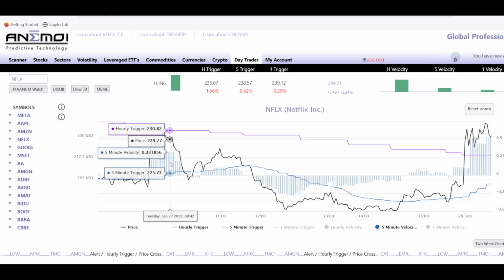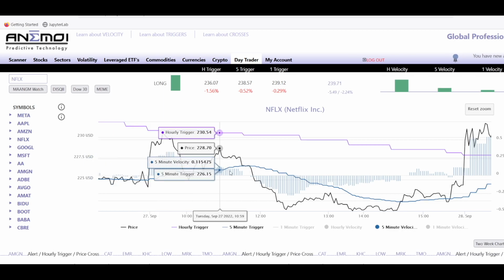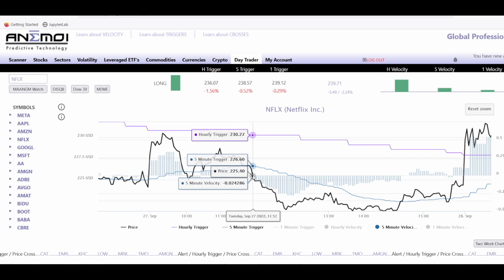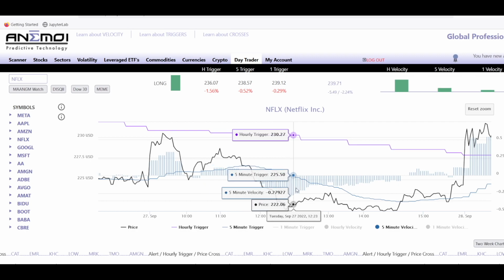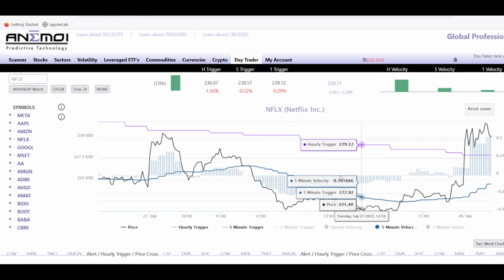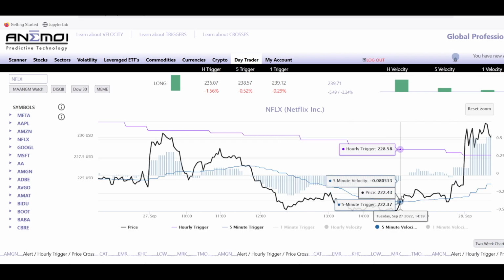So, we had good, strong 5 minute velocity here, so the 5 minute trigger provided a bounce. But over here, the 5 minute velocity was much weaker, and price fell through the 5 minute trigger. Over here, we had strong 5 minute velocity to the downside, and so price rejected the 5 minute trigger. But over here, we had not so strong 5 minute velocity to the downside, and so price popped above.